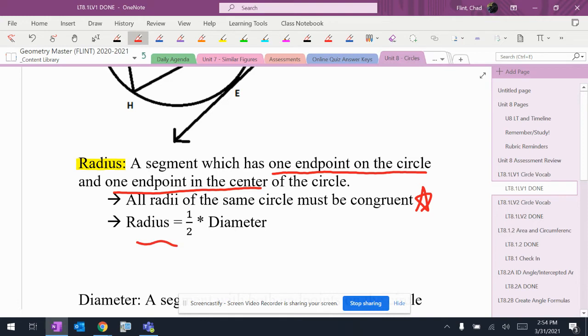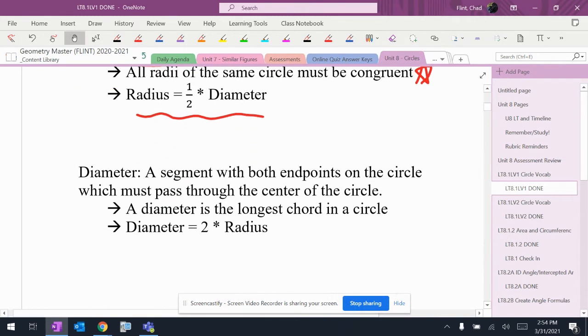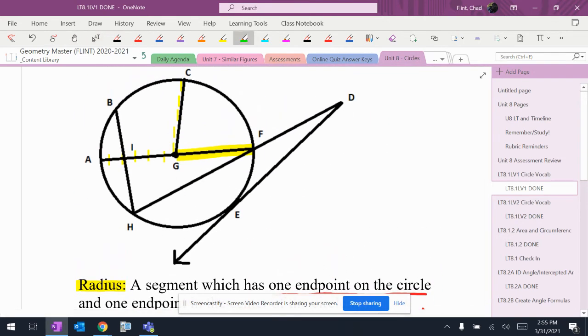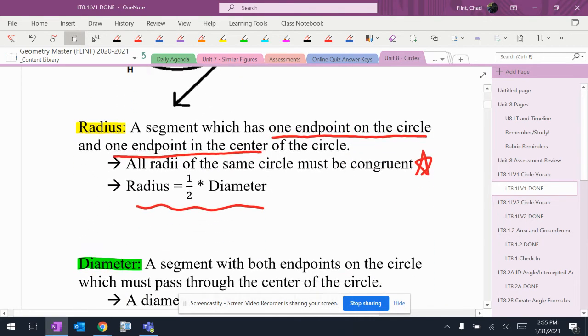And this we used in previous units, I'm sure, at some point. The radius is half the diameter. So that's a radius. A diameter. The diameter is a segment that has both endpoints on the circle, and it has to go through the center. In this picture, there's only one diameter. The diameter would go from there all the way over to there. So there's only one diameter, from A to F.